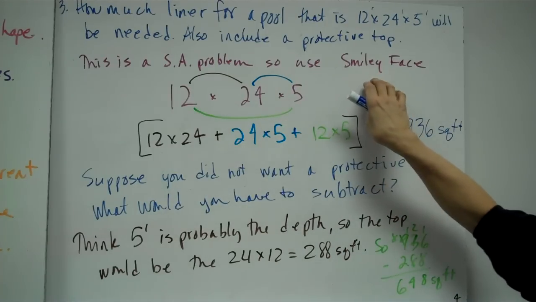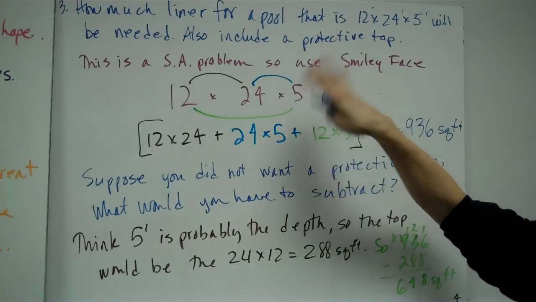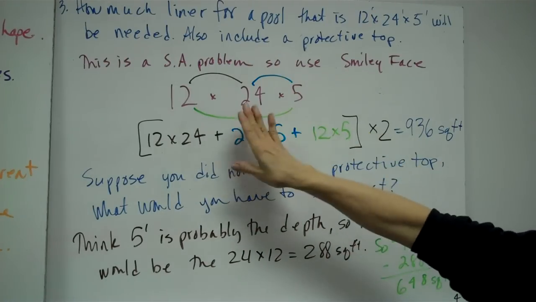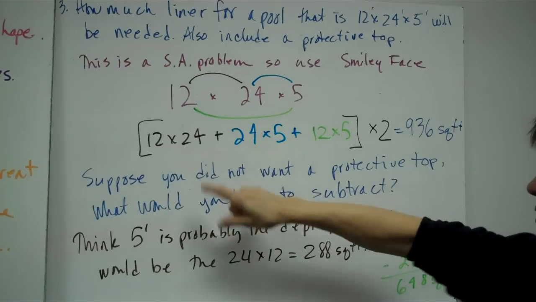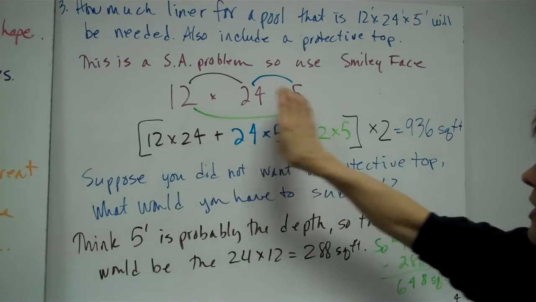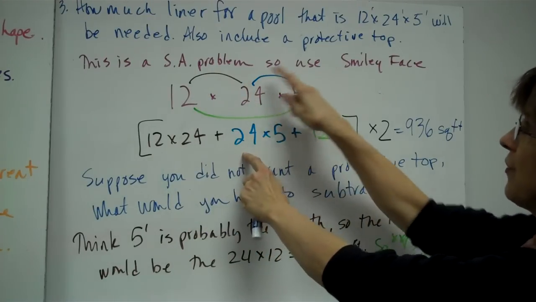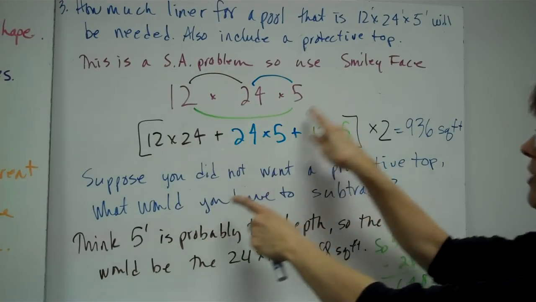So we're going to use the smiley face, okay? We're going to include the protective top, supposing it's going to also need a liner. I know it doesn't, but in a sense it does, so we'll just move on. We'll just do it, and then you'll see what I'm going to do later. So I do my 3 numbers, and I do my smiley face: 12 times 24, plus 24 times 5, plus 12 times 5.